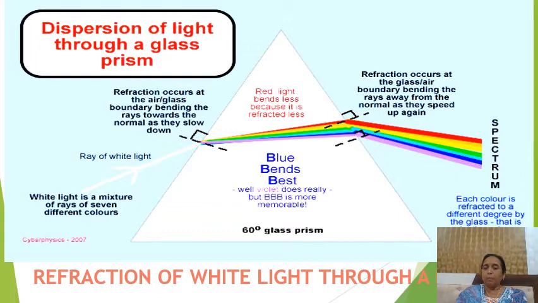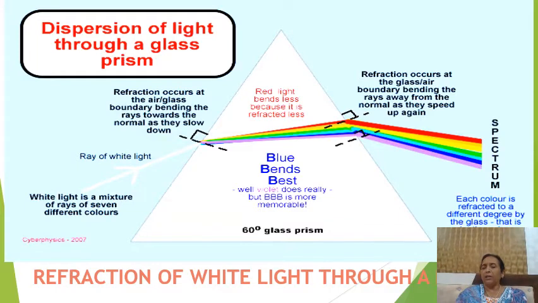While bending, the violet color bends the most and the red light bends the least because the red light is refracted the least and the violet light is refracted the most.